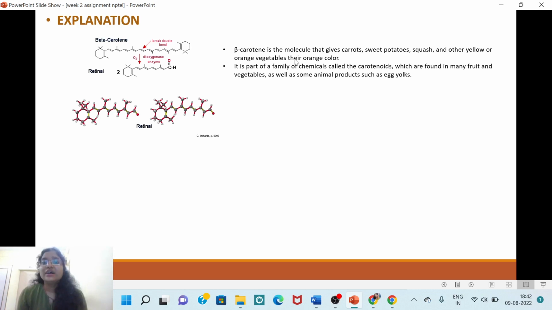Basically, it is a part of the family of chemicals called carotenoids and are found in many of the fruits and vegetables which are orange or yellow in color, and in some animal products like egg yolks. And what is the function of beta carotene? Basically, it undergoes oxidation to form two molecules of retinol, which is the active form of vitamin A. And that's why it is said that if you eat more carrots, it is rich in vitamin A, right? So beta carotene is a natural pigment.